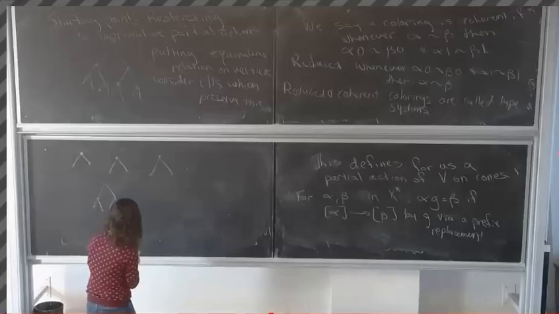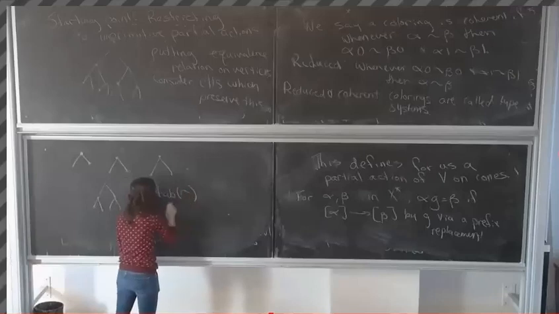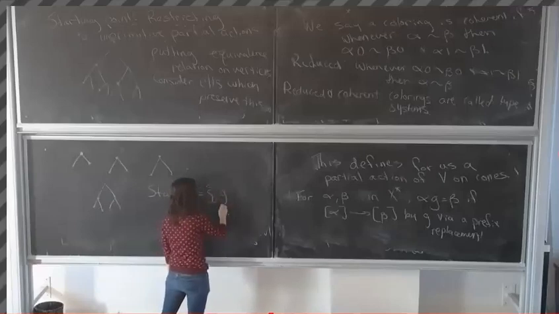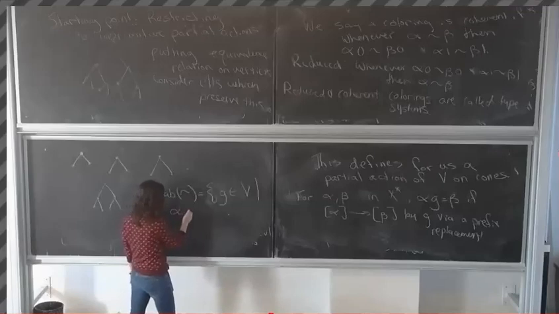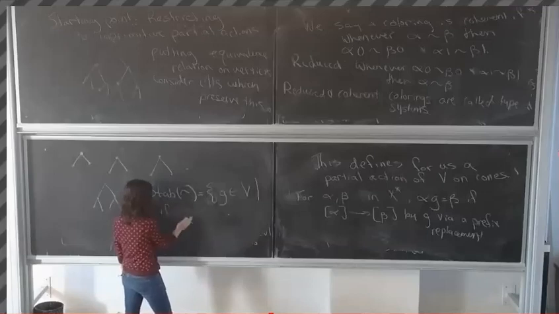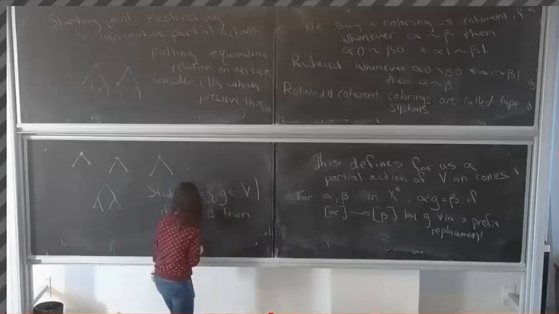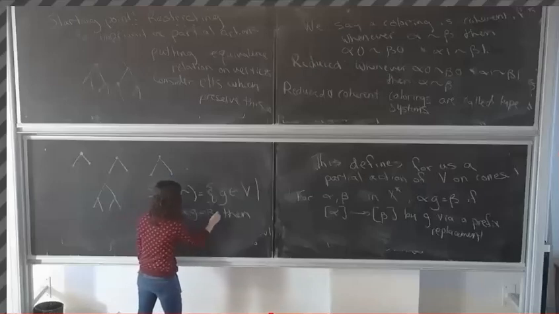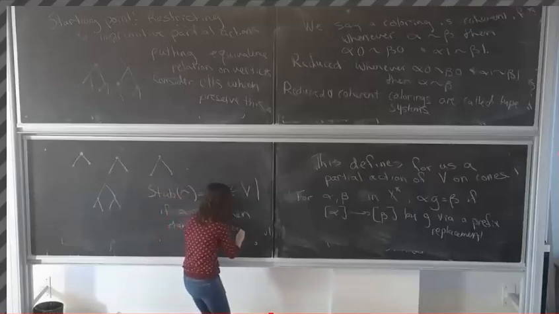So now, given such a relation, we can talk about the stabilizer of the relation, which is going to be the set of elements G in V such that, if alpha G equals beta, then what do I want to say? If alpha G equals beta G, then alpha is equivalent to beta, for all the finitely many alpha and beta.